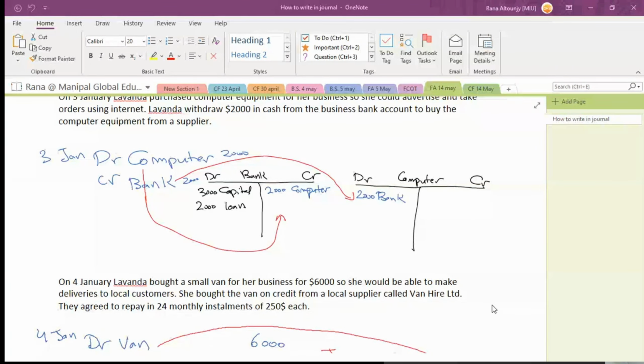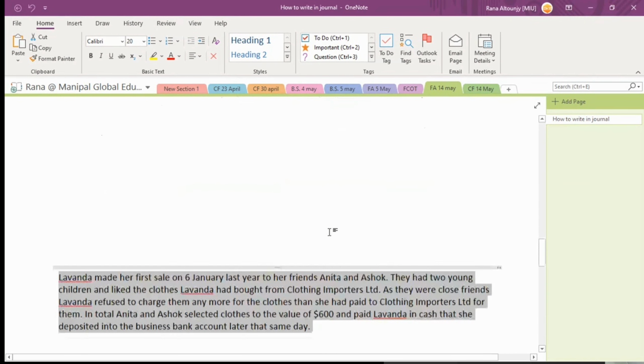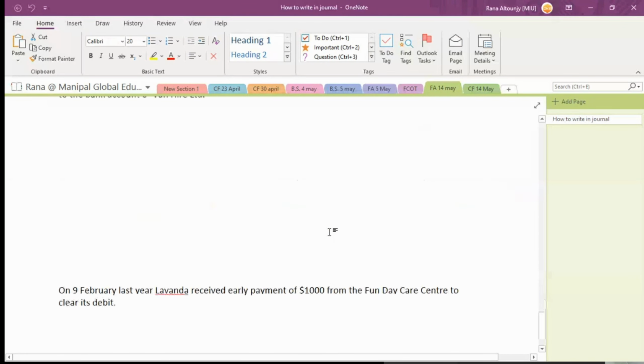Okay? Why am I putting them here together? Just to show you how each transaction is affecting the ledger. What is a normal process is we do all the journal transactions, then we open the ledgers in one shot. So we did this one, we still have another 5.